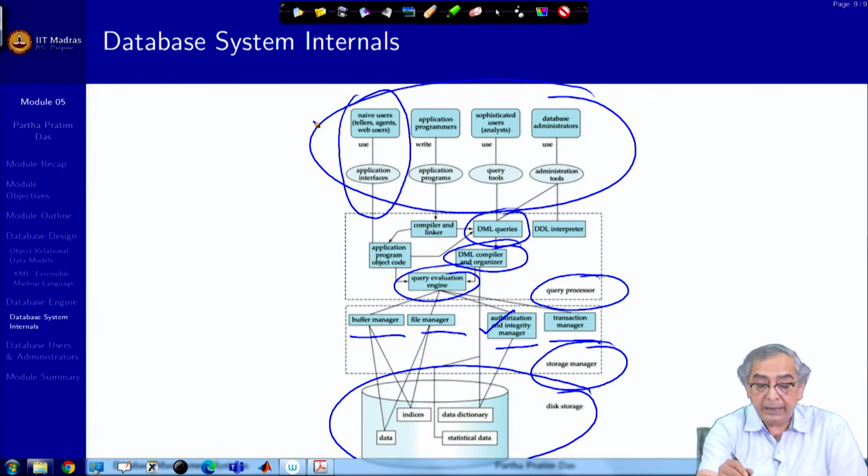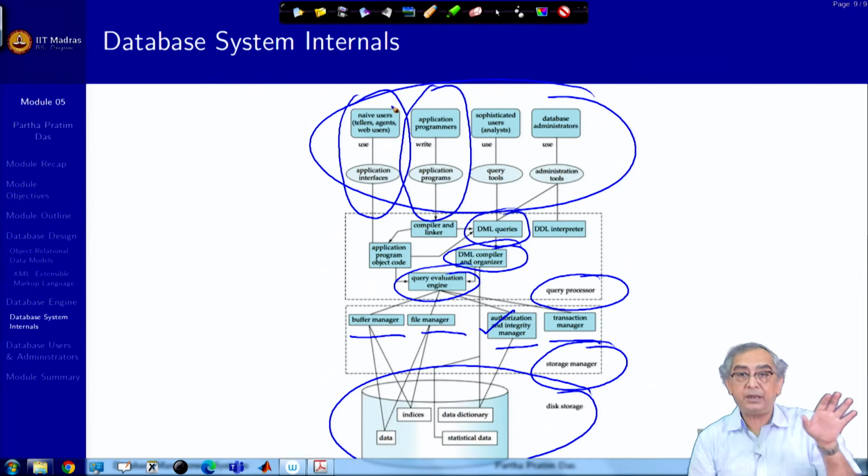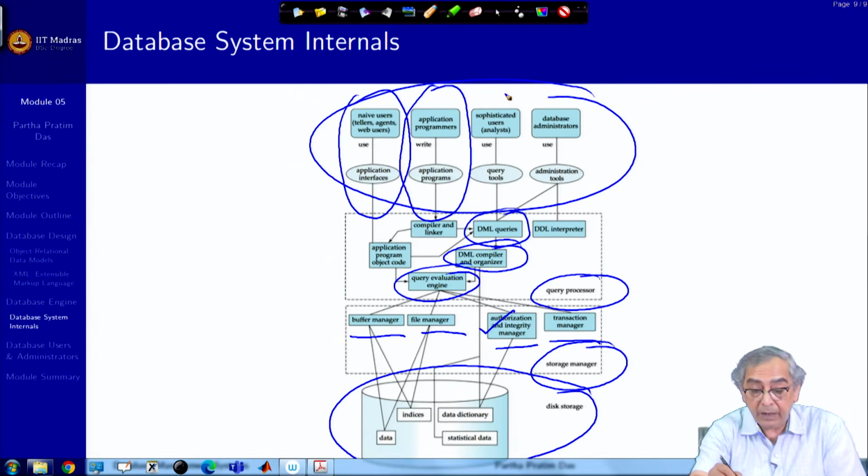Then there are application programmers who have actually written that portal, who have actually written all those: search for the products, check the details, add to cart, set the address, check out, do the payment, finally confirmation of payment and all that. So, all those have been written by those.